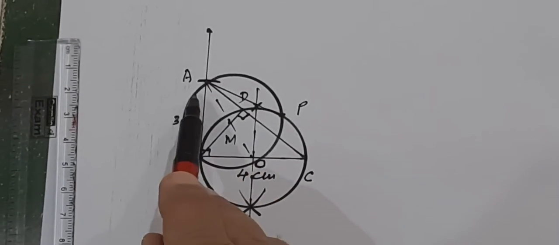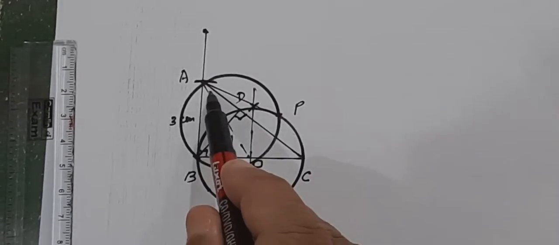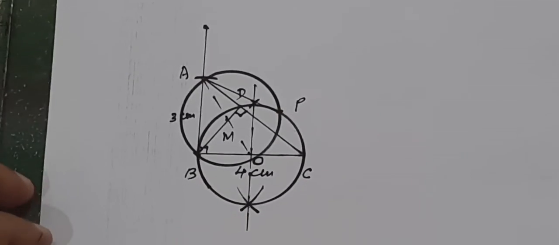So two tangents we have drawn. One is AP and one is AB. So this is the construction number 6.